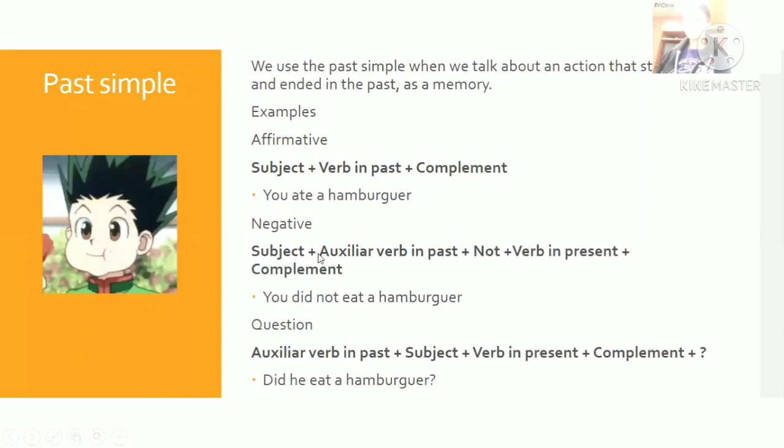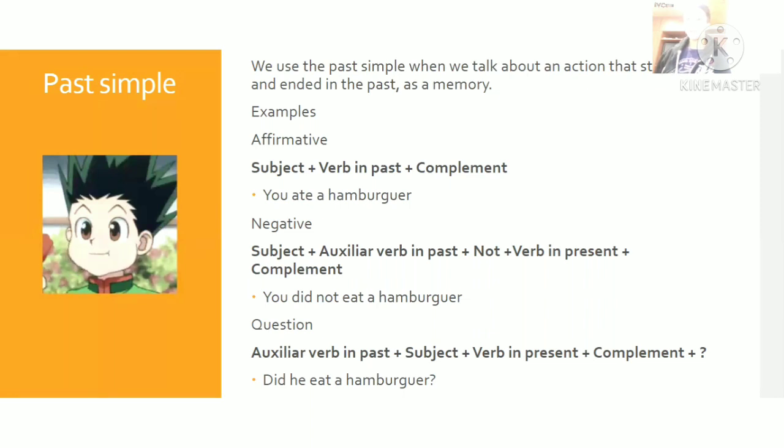In the past simple, we use the past simple when we want to talk about an action that starts and ends in the past, like a memory or something similar. In affirmative form, we have the subject plus verb in past plus the complement. It is: you ate a hamburger.